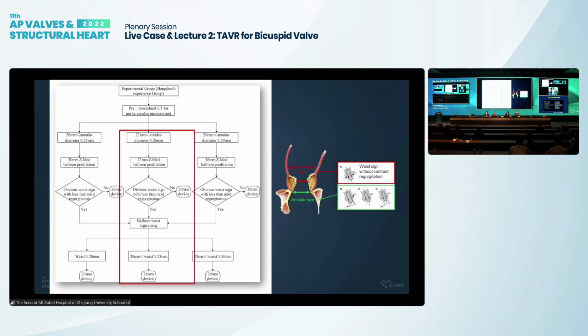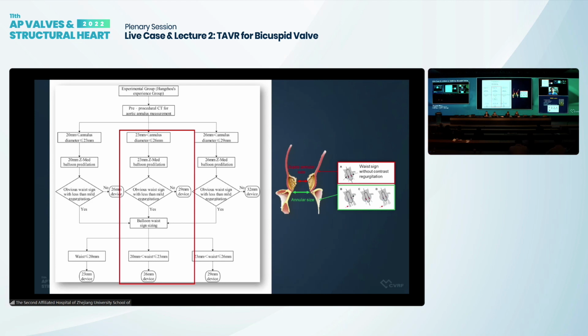Next one. This is the protocol of the Hanzo solution. According to the CT scan, because the perimeter-derived diameter is 25.3 millimeters, which is between 23 and 26, we will use a 23 millimeter balloon for balloon sizing. If we see a very clear waist and no regurgitation, then we will downsize the valve and use the 26.